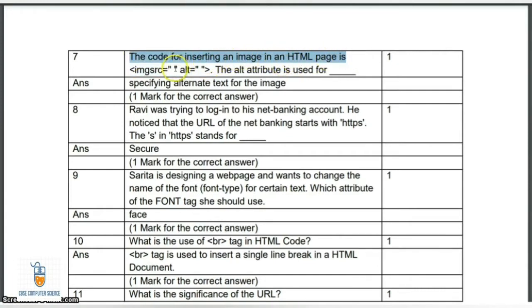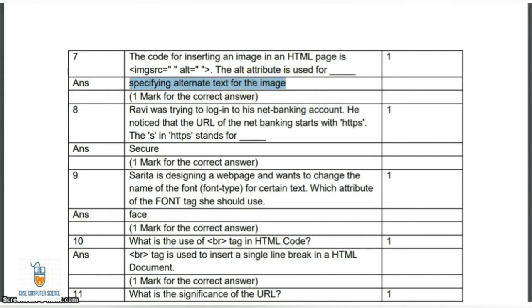The alt attribute is used for dash. Here they have given one statement or one syntax, and we are supposed to tell the use of the alt attribute used with the image tag. The alt attribute is basically used to specify some alternate text for the image. Sometimes the browser may take some time to load the image. In that case, the viewer should be able to see some alternate text in place of the image.